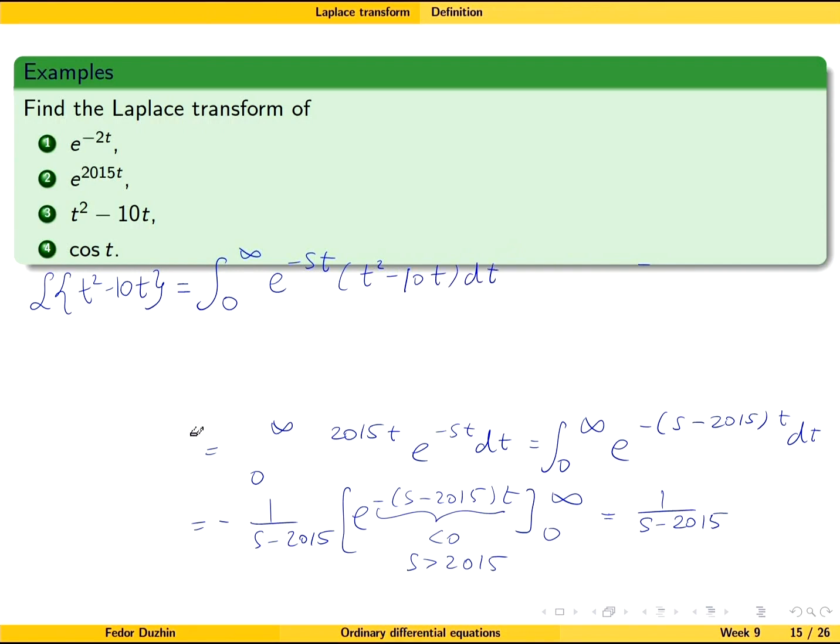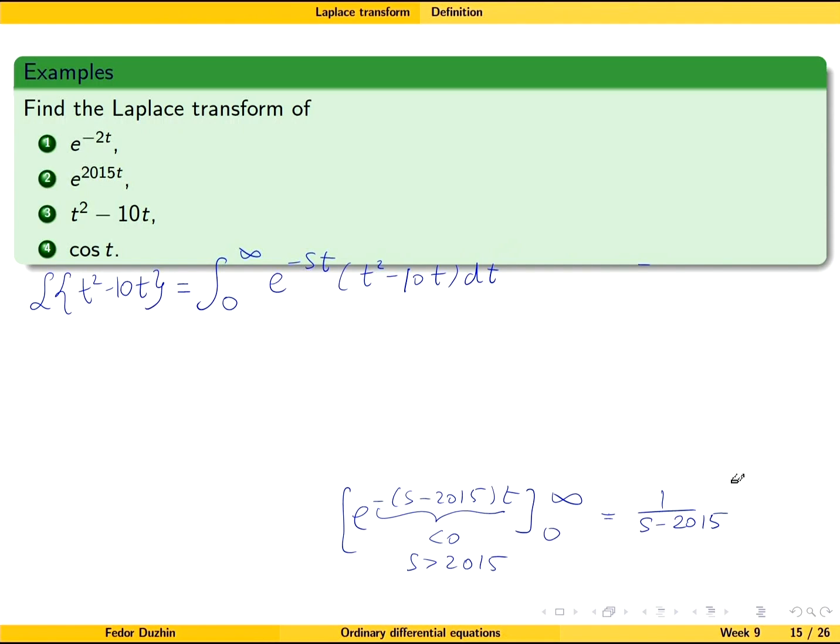Well, now if you want to do it by hand, then you would have to do integration by parts twice here, which I don't want to do, especially because it's very easy to make a mistake, but I hope that you know how to do integration by parts. So I'm just going to give you the answer.